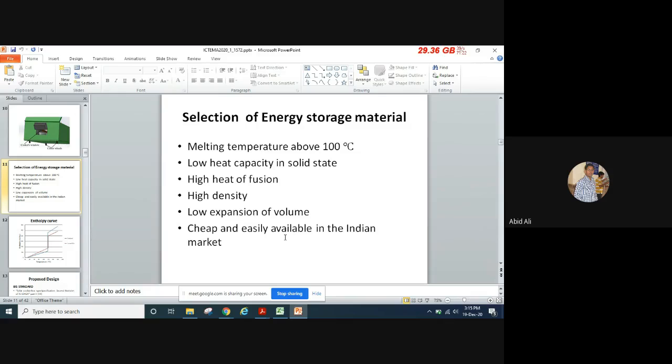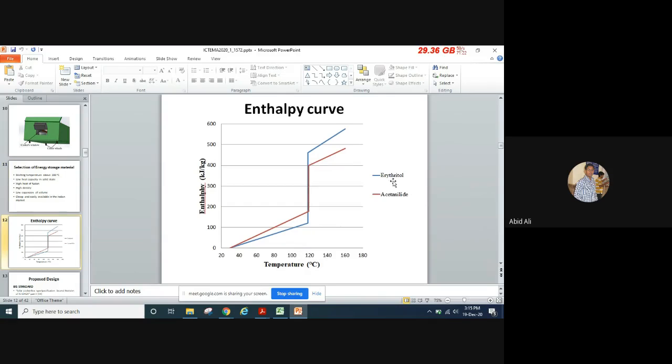Based on these criteria, we have two options. One is erythritol, and second is acetaldehyde. These plots show the comparative behavior of both the materials. Above the melting point, erythritol stores more energy with respect to acetaldehyde. So we select erythritol, and also it is very cheap and easily available in the market.